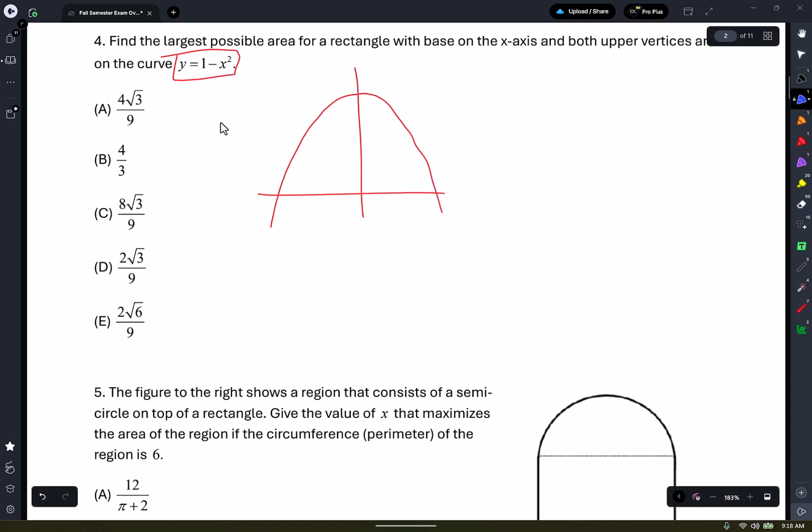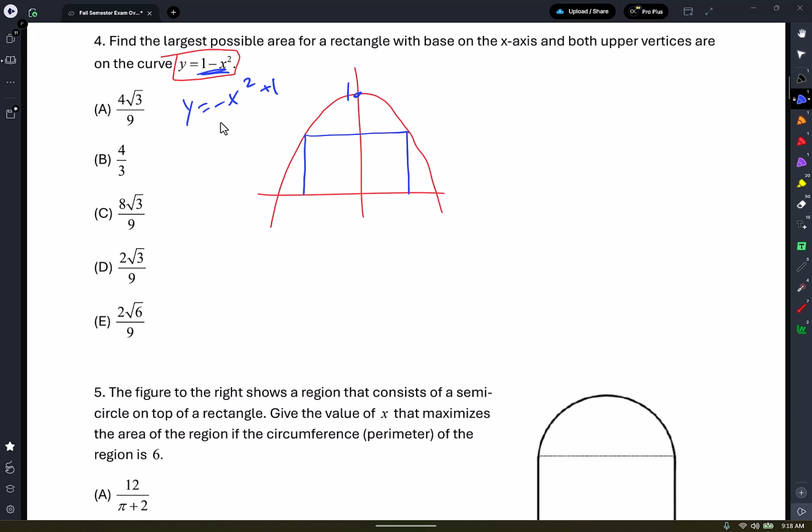That's how it looks. You know how y equals negative x squared looks. If I add 1 to it, it just moves up 1. This is 1 up here. Here's my rectangle, because it has to be inside that parabola there. And some of you were so close, you had the right picture, but you couldn't figure out the model.